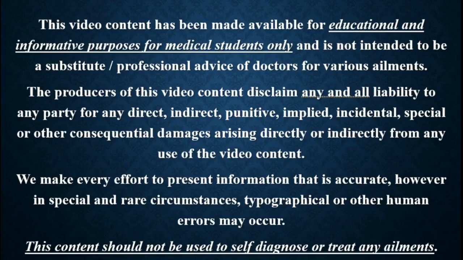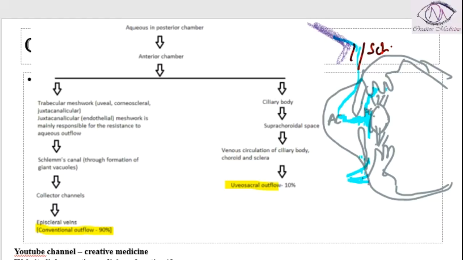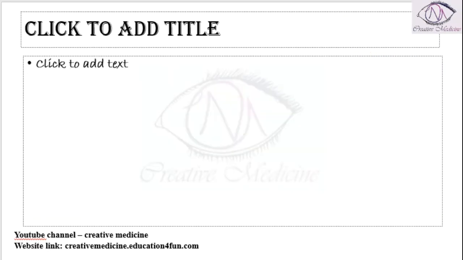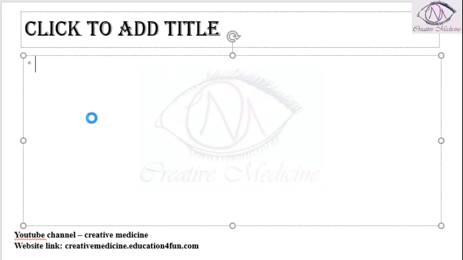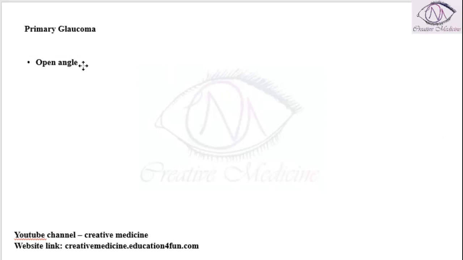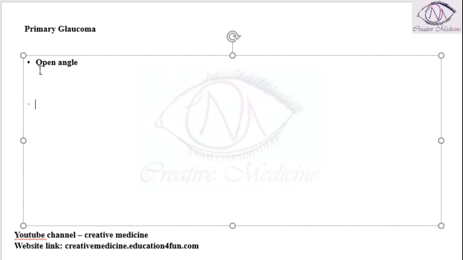In this lecture, we will learn about primary glaucoma. Primary glaucoma can be open angle glaucoma or closed angle glaucoma. First, open angle glaucoma. In open angle glaucoma, again it can be primary open angle glaucoma.